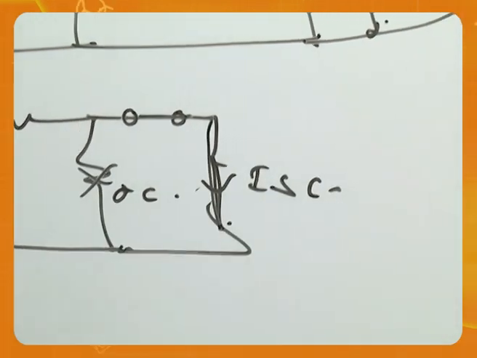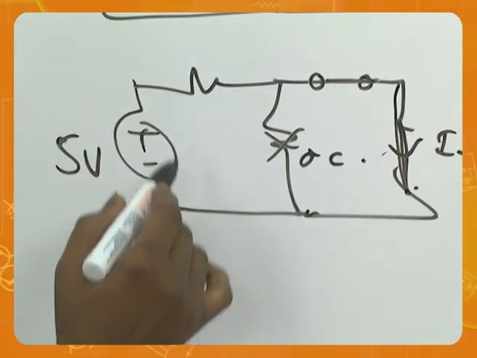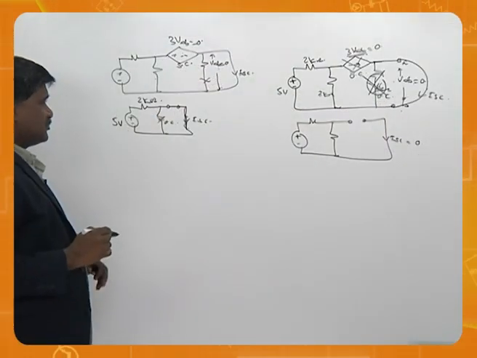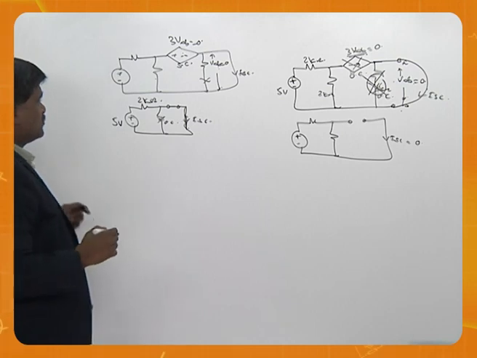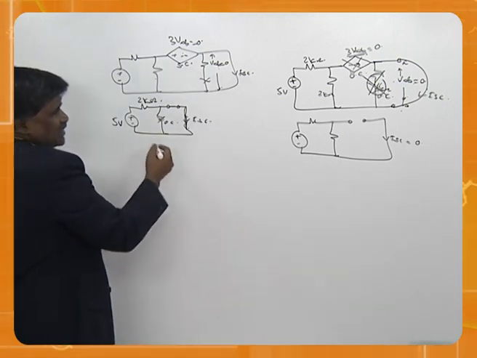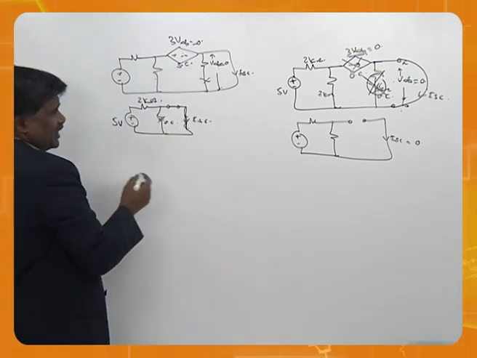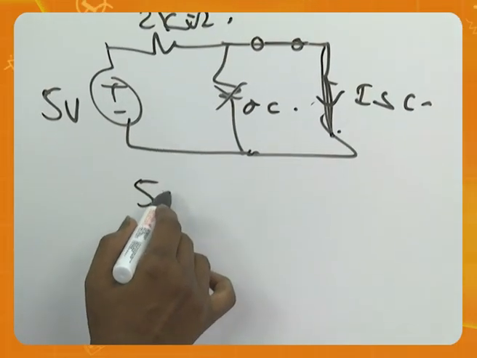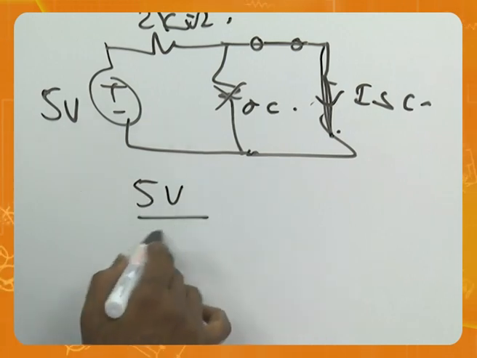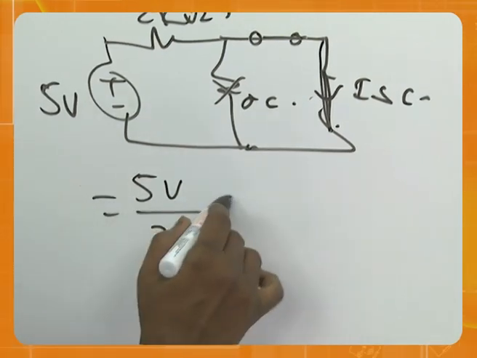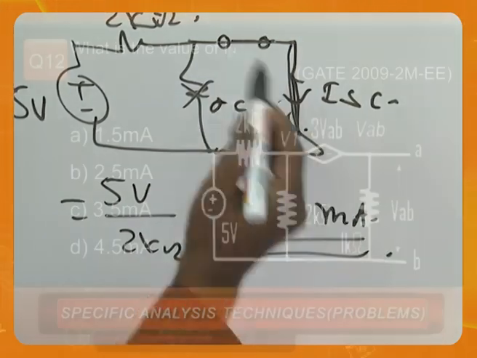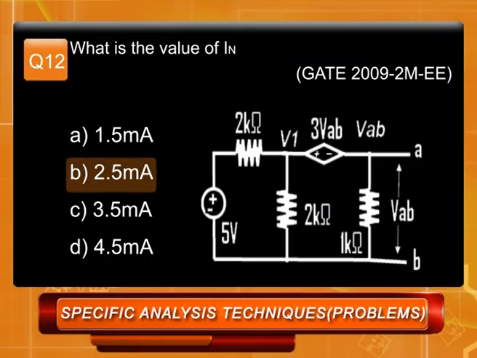Now, what is the final answer? This is 5 volts, this is 2 kilo. When you say 5 volts and 2 kilo, what will be the answer that you can achieve? The answer is basically 5 volts by 2 kilo ohms. How much? 2.5 milliamperes. That's the option.